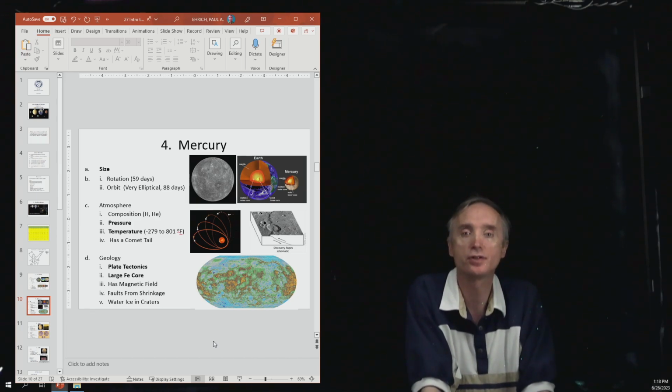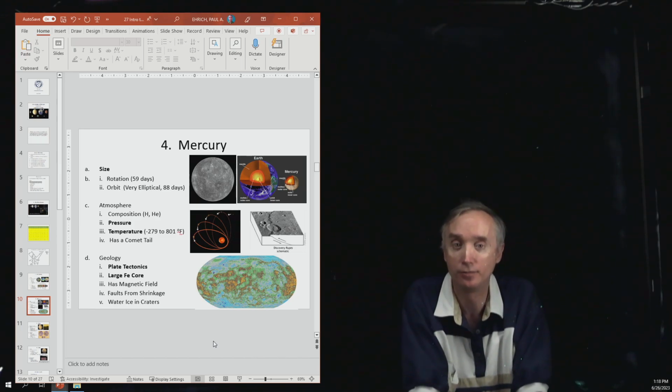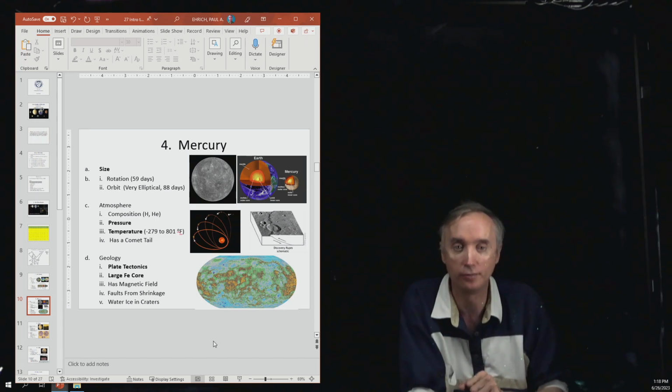Okay, so now let's talk about the planet Mercury. This is going to be the first planet you come to after working your way out from the sun. Okay, now let's talk about the size of Mercury.